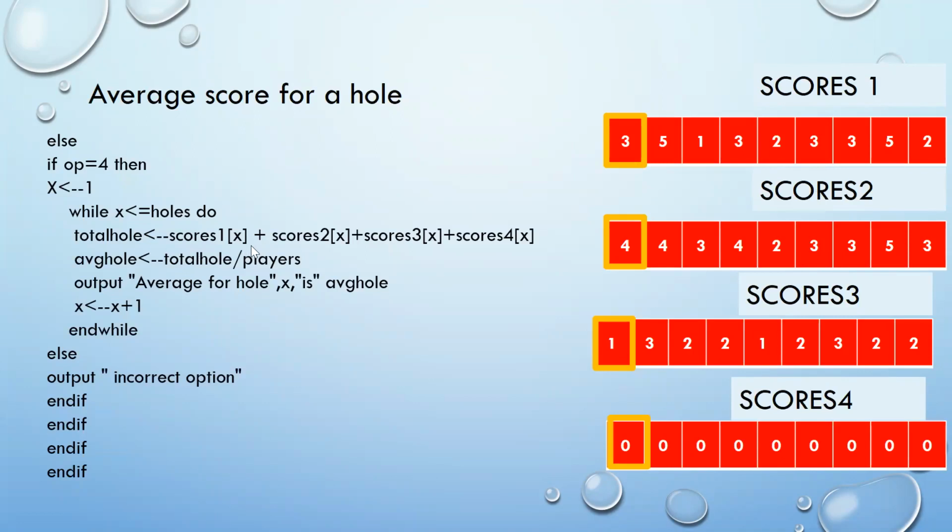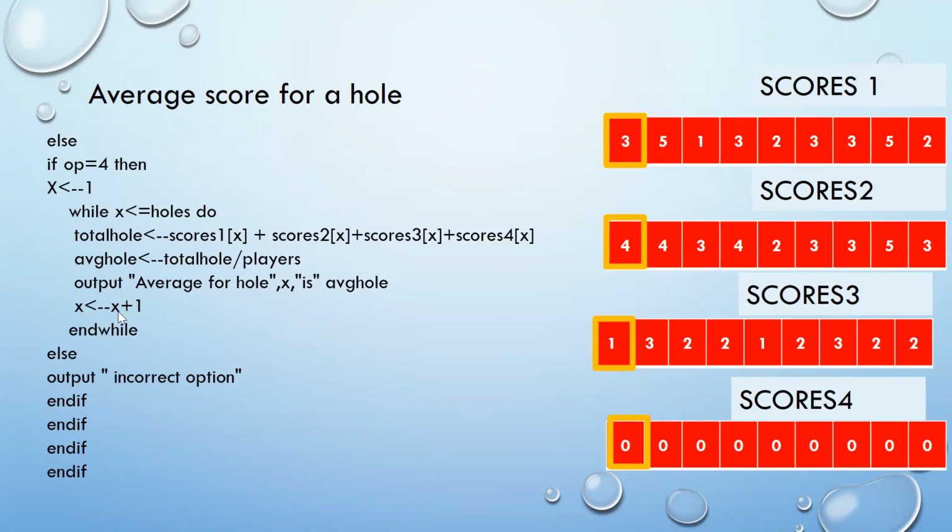So scores 1 x. Now the value of x is 1. So it will pick up the first index positions. So 3, 4, 1 and 0 will be added to the total hole variable. After that, your total hole is 8. 8 divided by number of players. Number of players are 3 in this case. So it will divide by 3, and that will give you the average for that particular hole, which will get displayed on the screen.